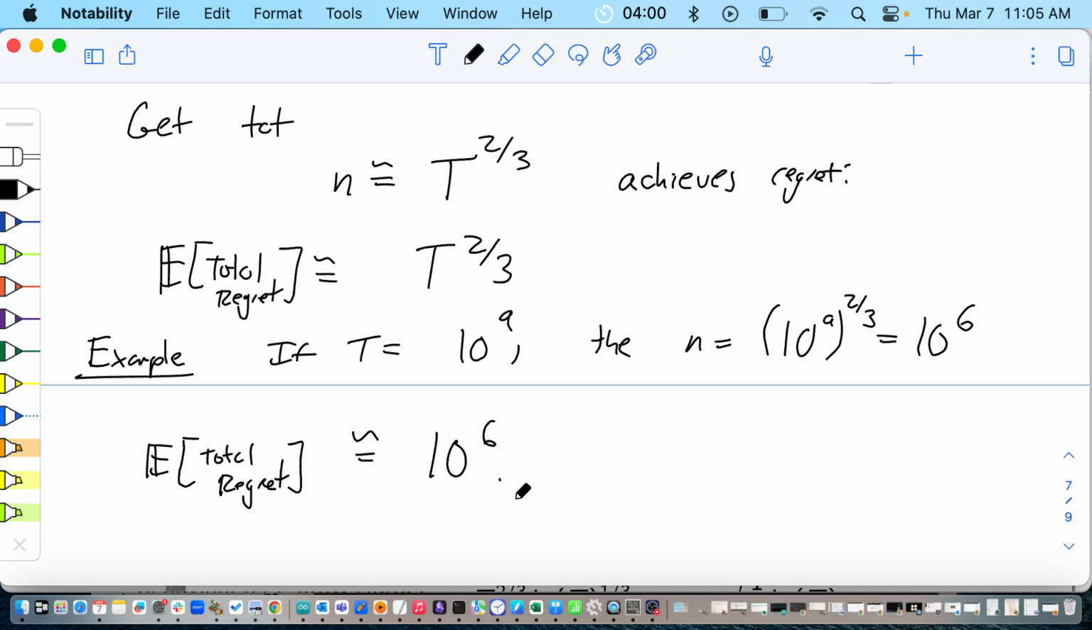So, in this strategy, we explored for n rounds. We tried every single arm n times. Just sit there, try the first one n times, sit there, try the second one n times, and so on. Can anyone think of a simple way to improve this algorithm?